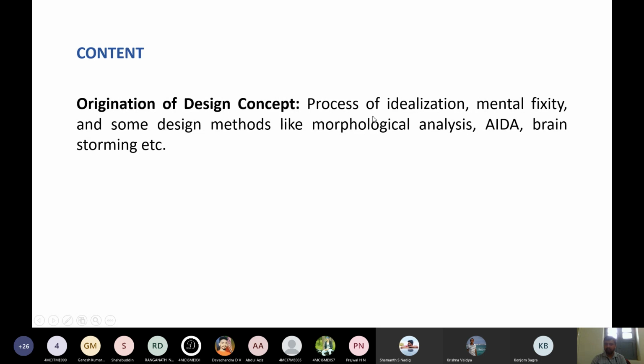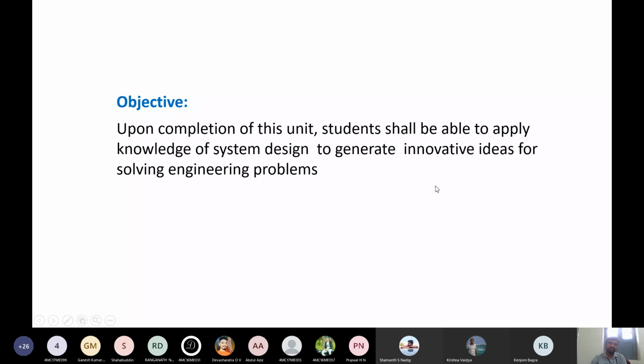And for your project work, you can make use of morphological analysis. You will understand how you can make use of this morphological analysis in your project work that you are going to start from this semester and complete in next semester. If you are working on a project which includes design and fabrication, then you can obviously make use of morphological analysis in methodology. Okay. This is the objective.